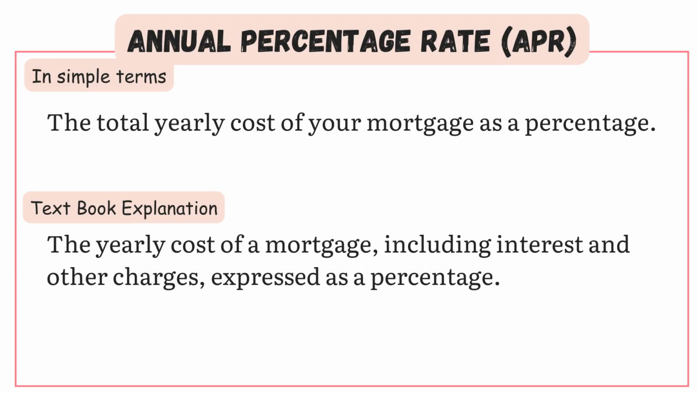Annual percentage rate, APR. In simple terms, it is the total yearly cost of your mortgage as a percentage. As per textbook definition, annual percentage rate, APR, is the yearly cost of a mortgage, including interest and other charges, expressed as a percentage.